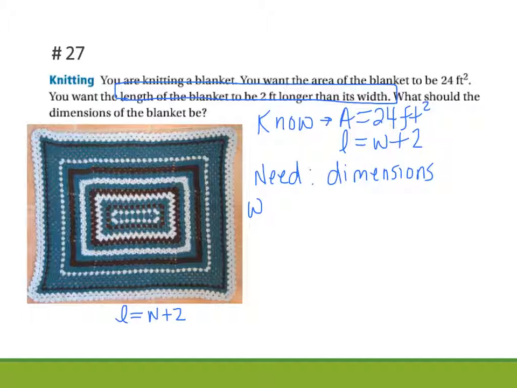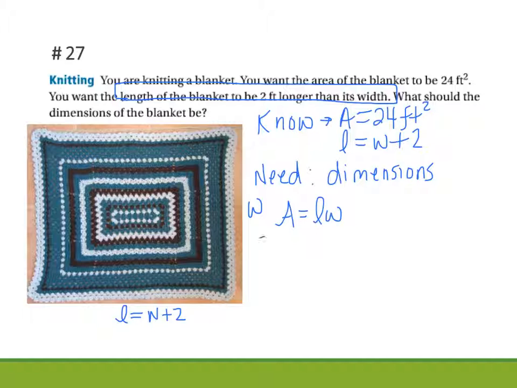Okay, so how are we going to do this? Well, our plan should be to use an area formula because the area is given to us and we know the shape. The shape is rectangular, so the area equals the length times the width. So let's use the formula and let's substitute.